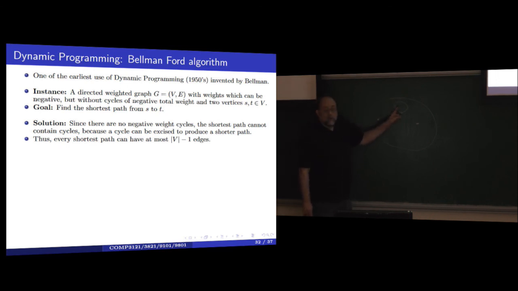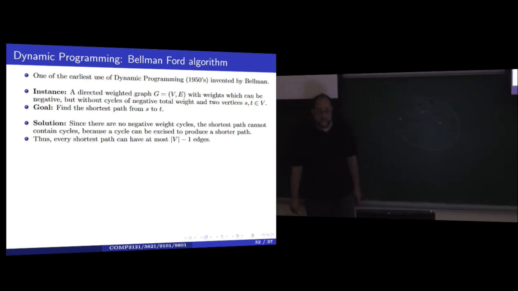Because if there is a loop, but there is no negative weight loop, why can I find a shorter path? What can I do if I have a path that involves a loop and there is no loop that has total negative weight? Then why am I guaranteed that there is a shorter path than one that has a loop? Exactly, I can simply delete the loop, and because the total length of the loop is positive, what I get is a shorter path, right? So the shortest path cannot be self-intersecting, has no loops involved.